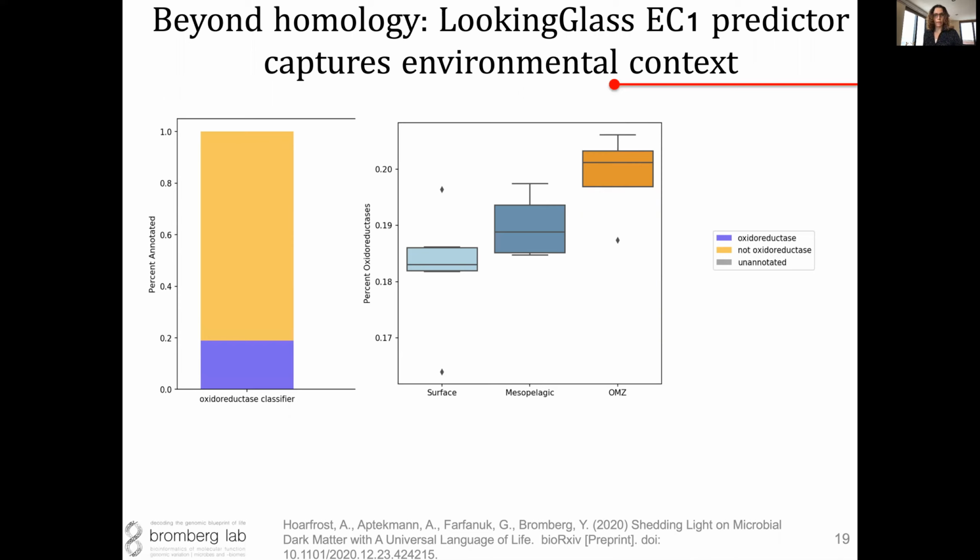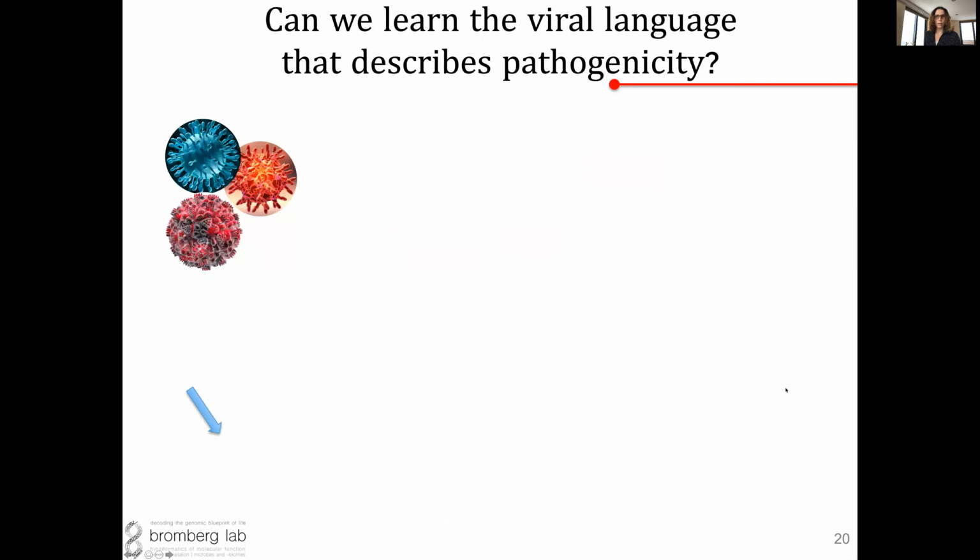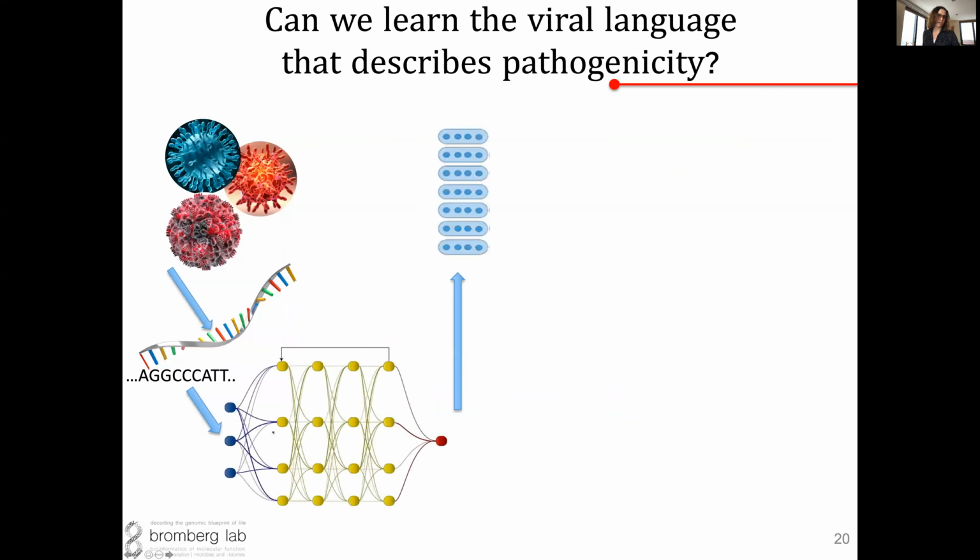So the next question, and that's the most important question to this particular audience, is: can we learn the viral language that describes pathogenicity? So if I were to take these viruses and get the DNA or RNA data of these viruses and then train a language model, just like I did for the prokaryotic things, then I could potentially have embeddings of the reads that come from these viruses.